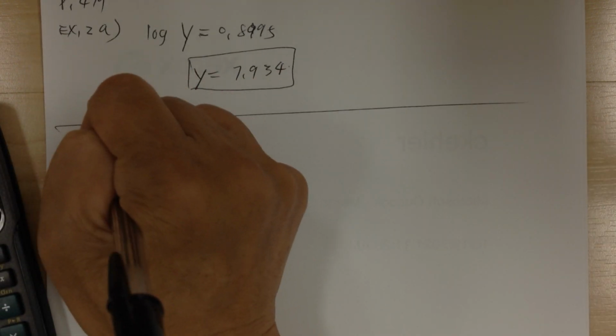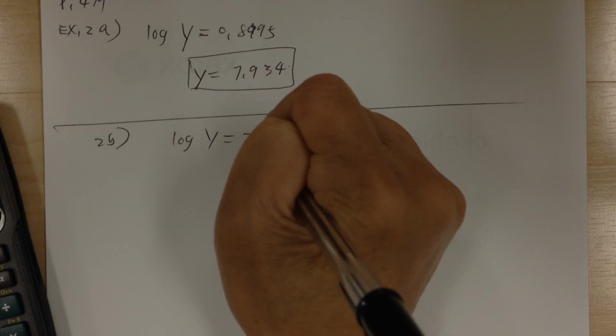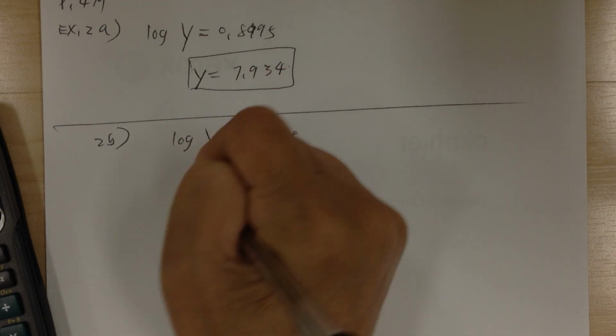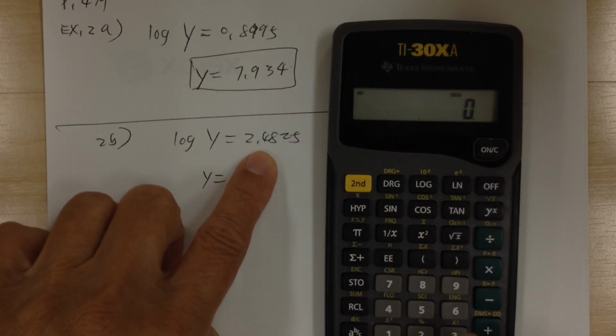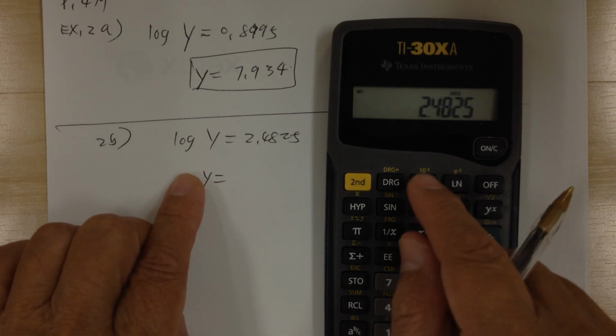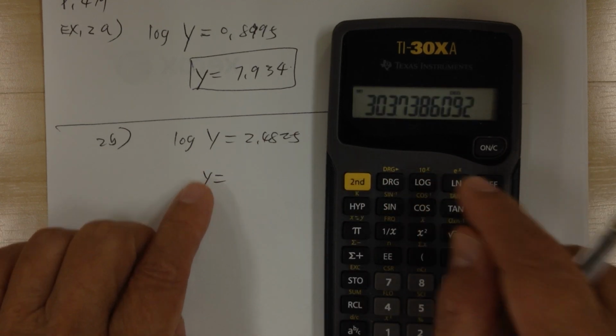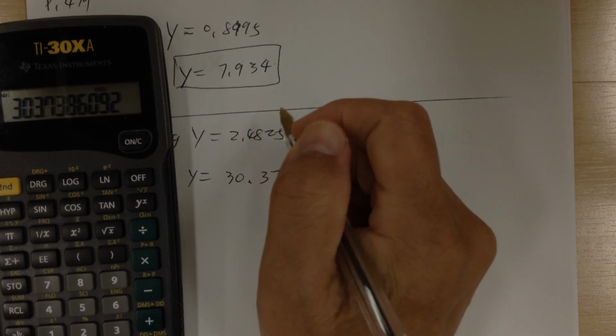So 7.93 or 7.934, all acceptable. Okay, let's go to 2b. Log y equal to 2.4825. Okay, so again, to find the number on the inside, you just punch this number over here: 2.4825, then the second log function. So this will equal to 30.37.